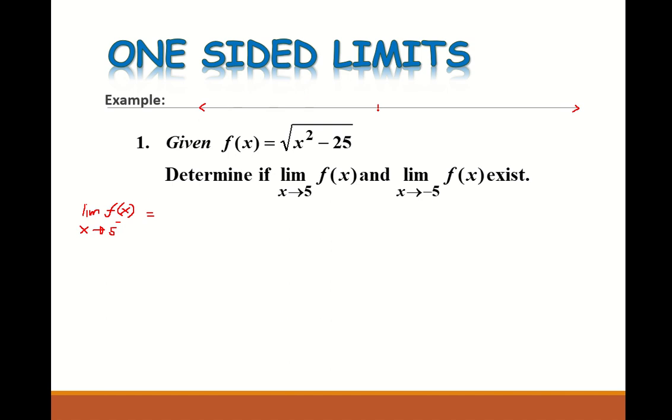Assuming these are 0, 1, 2, 3, 4, 5, 6, 7, 8. So for this first part, the left-hand limit, this is the number that x approaches. Negative here means from the left, so values from the left going to the right.